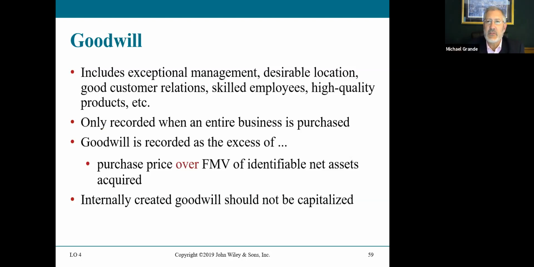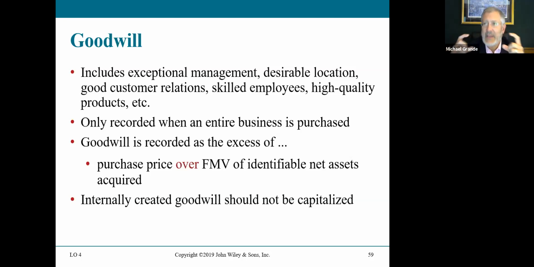Goodwill includes exceptional management, desirable location, good customer relations, skilled employees, high quality products, etc. Only recorded when an entire business is purchased. Purchase goodwill only. Goodwill is recorded as the excess of the purchase price over the fair market value of identifiable net assets. So you buy a company, you pay $1 million for that company. If you determine that the fair value of the identifiable net assets are only $700,000, you've got $300,000 of goodwill.